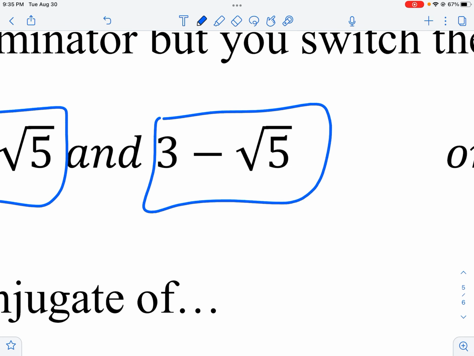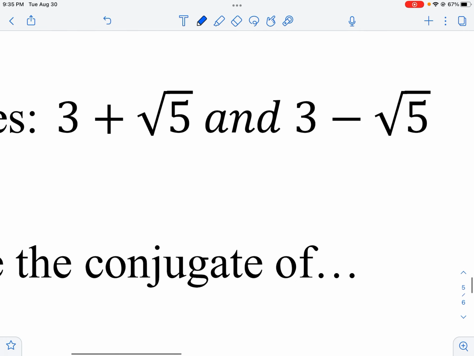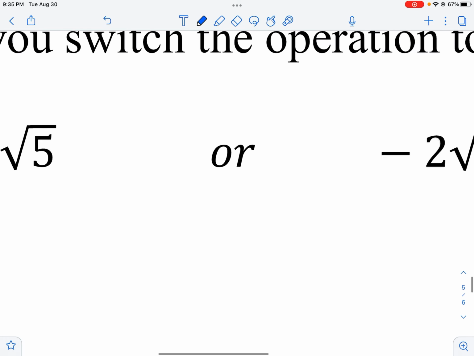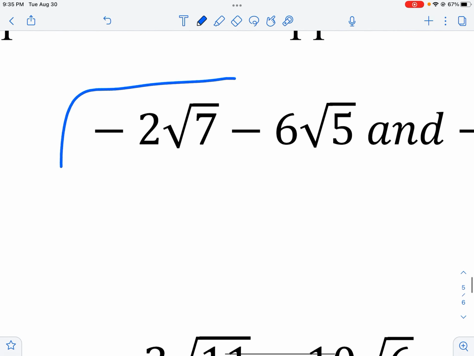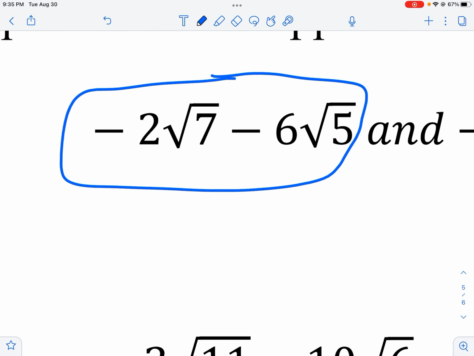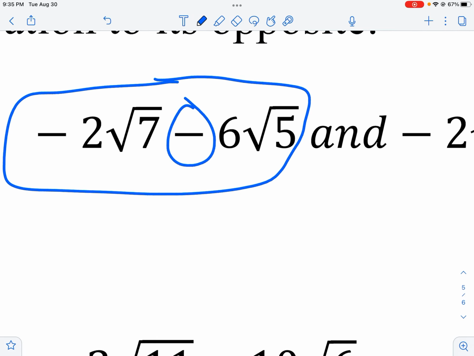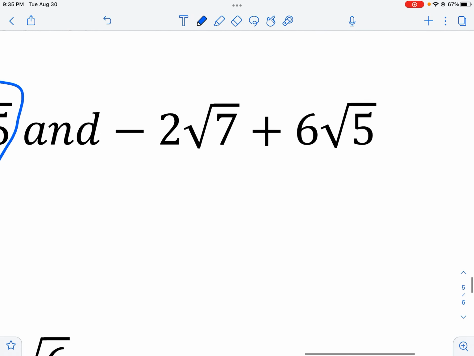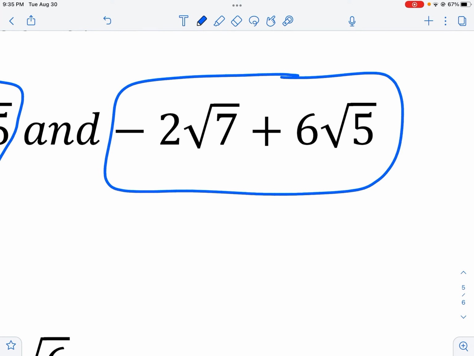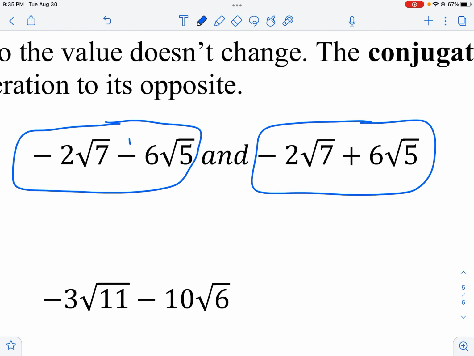Conjugates always come in pairs, and so these are buddies. They're conjugate pairs. Something like this, negative 2 root 7 minus 6 root 5. Well, the conjugate of that is going to be the same thing. We're just going to change this operation to be plus. So now it's negative 2 root 7 plus 6 root 5. You just change the operation. One of them's plus, the other one's minus.